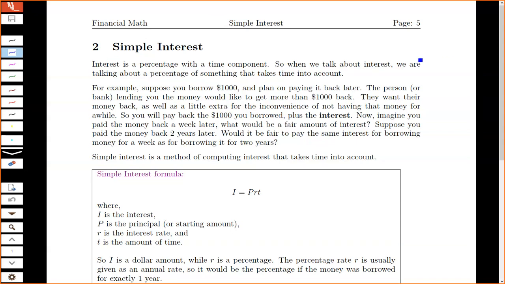So if you were going to lend your money out for 10 years, you would want to be compensated more than lending your money out for one day, right? And that's the idea of interest. We want to add a time component to a percentage. So that's our main idea: interest is a percentage with a time component.